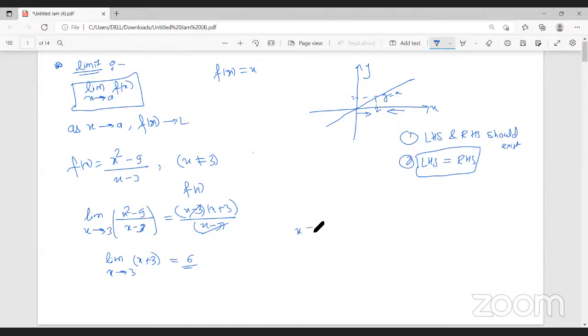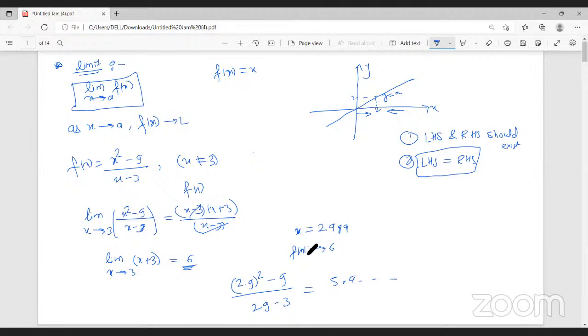So if I say, what will be the value at 2.9 here? The function is not defined at x equal to 3, but I can take 2.991 or anything, right? So as x tends to 3, the value of f of x will tend to 6. You can also solve it: if you put x as 2.9, x square minus 9 upon 2.9 minus 3, it will give you something like 5.9. You can try it out.